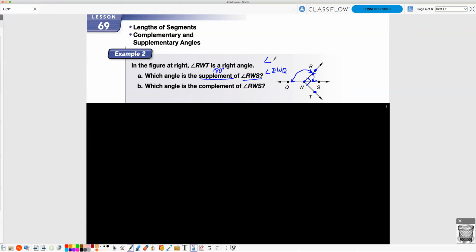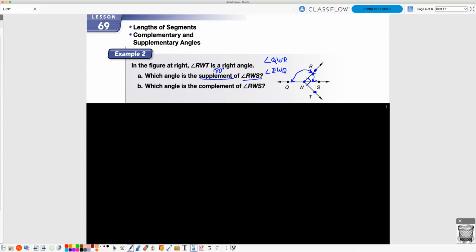That could also be named as angle QWR. Notice the vertex is in the center every time, but if we start at the Q, we can move our way this direction, W and R, it's still the same angle. If we went RWQ, it's still the same angle.